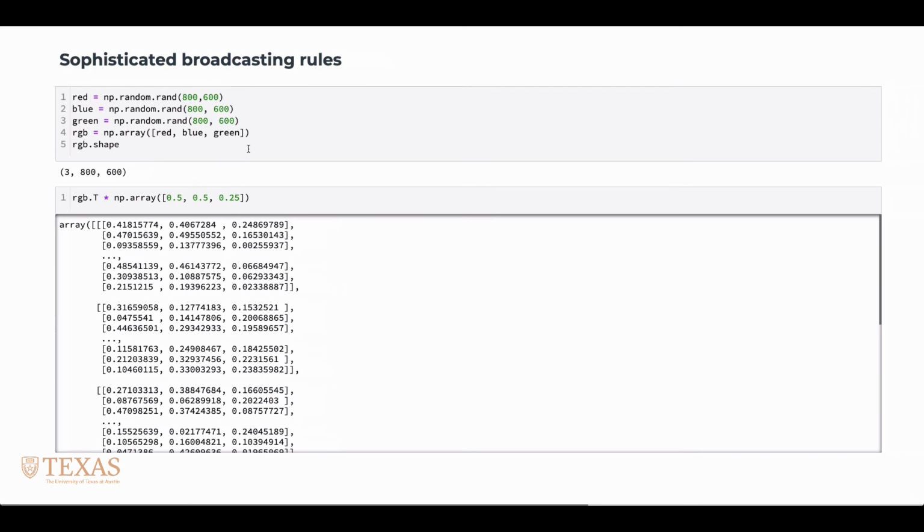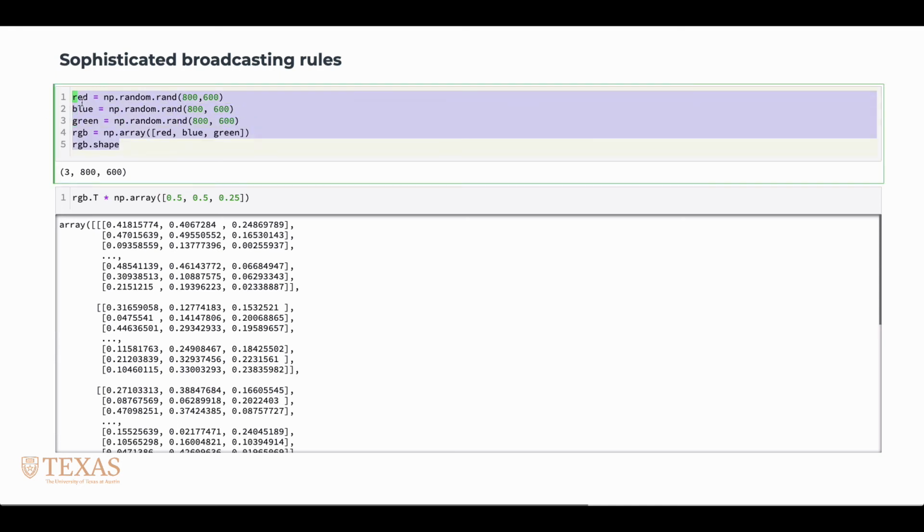We can do more sophisticated so-called broadcasting. So earlier we saw how we could broadcast the sine function or broadcast the operation of adding 1 across an entire array. We can actually do complex broadcasting against multiple dimensions in an array. So here we're going to start with 3 arrays. We'll call them red, blue, and green. Each of these are 2-dimensional arrays, 800 by 600 in each of those.